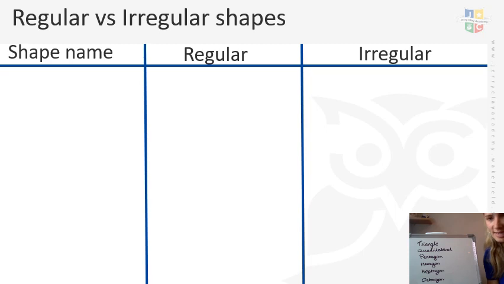So I've obviously done the example of a triangle and a quadrilateral, 3-sided shape, 4-sided shape. Then you're going to have a go at doing the 5-sided shape, pentagon, 6-sided shape, hexagon, 7-sided shape, heptagon, and 8-sided shape, octagon.